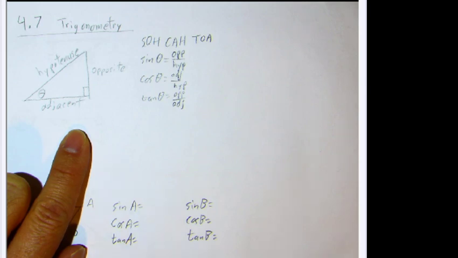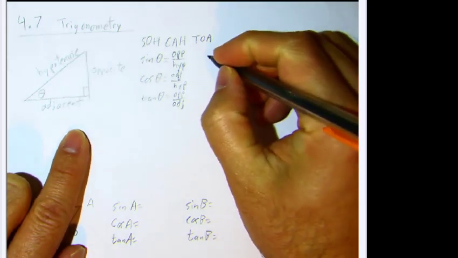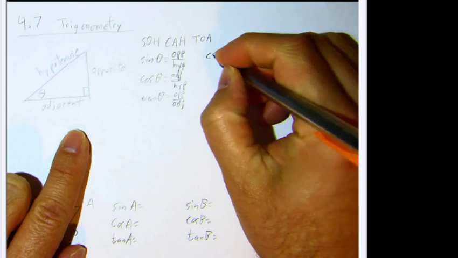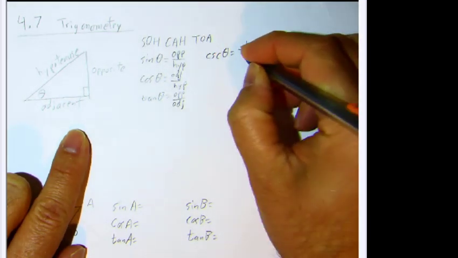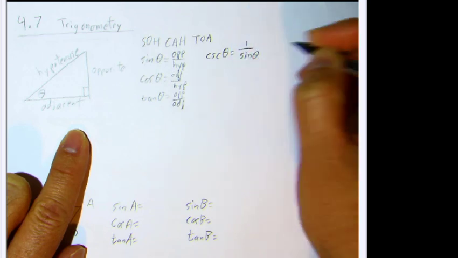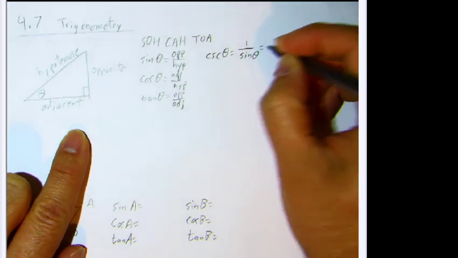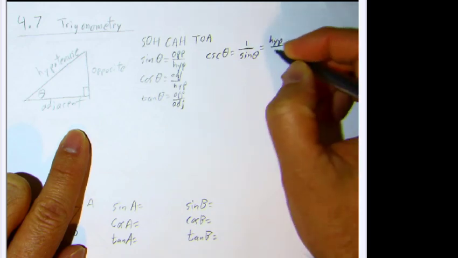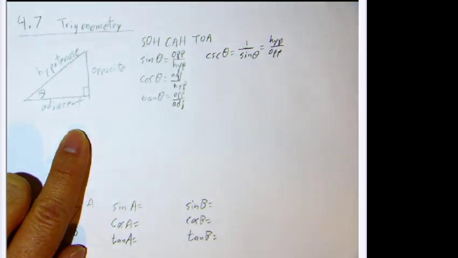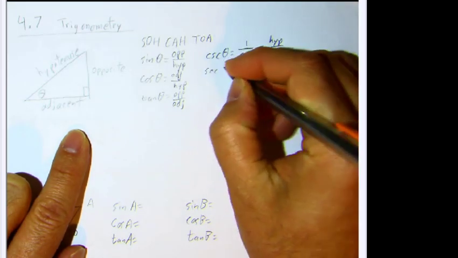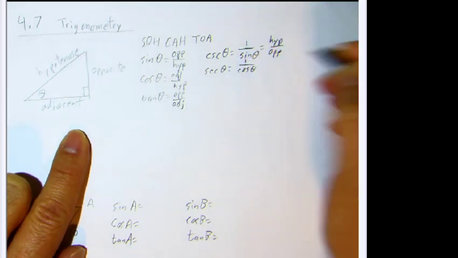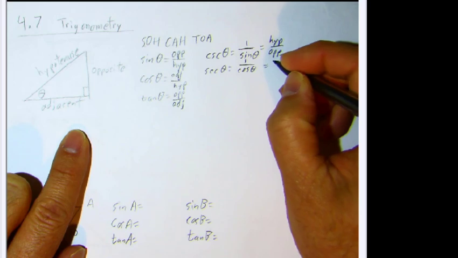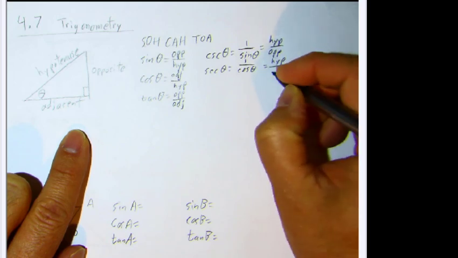Now there are also inverse trig functions, and those are cosecant, which is 1 over sine. They're reciprocals, which is also written hypotenuse over opposite. And then there's secant, which is 1 over cosine, otherwise known as hypotenuse over adjacent.